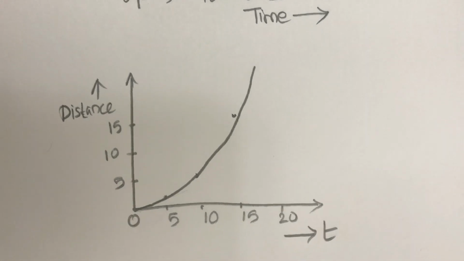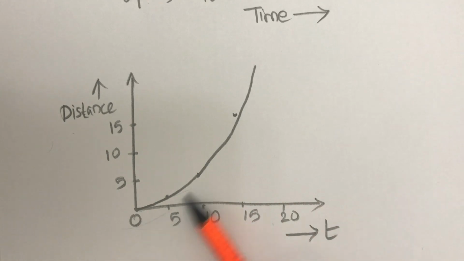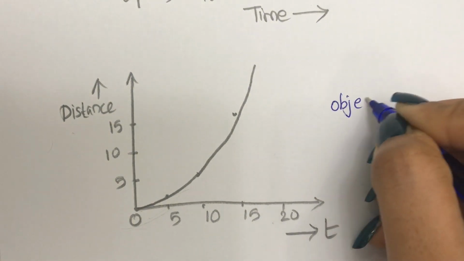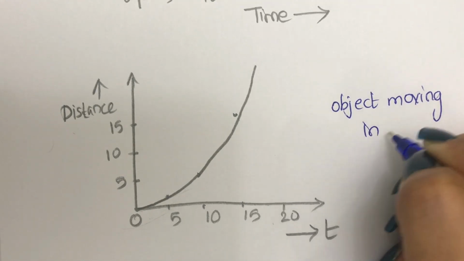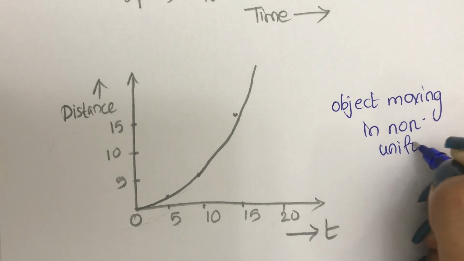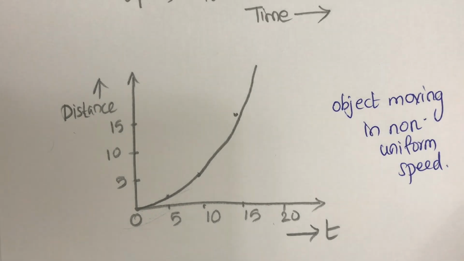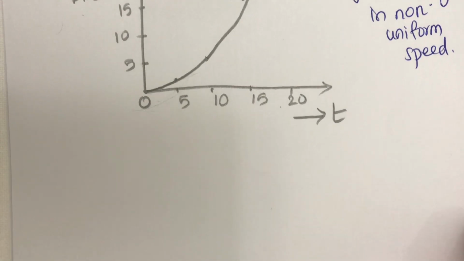So if you see a distance time graph like this, which is a curved line, that is of an object moving in non-uniform speed. This is the dt graph of an object moving in non-uniform speed. So again, what will be the dt graph of an object which is at rest?